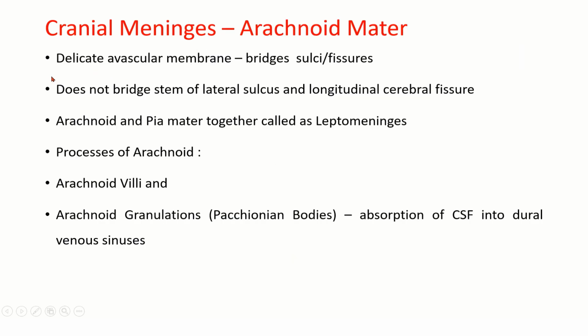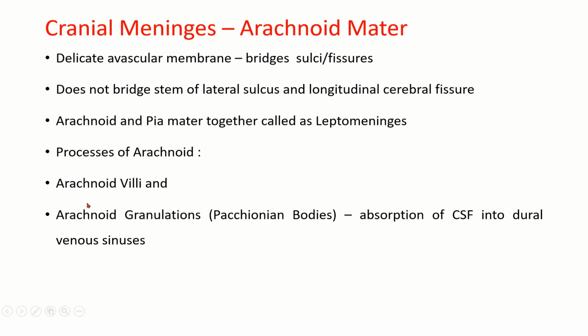So the arachnoid mater is a delicate avascular membrane that bridges the sulci and fissures. Only at two places does it not bridge, where it goes into the fissures and sulci. These two places are the lateral sulcus and the longitudinal cerebral fissure. This is how you are going to differentiate the pia mater and arachnoid mater. If you get the full specimen, when you see the gross brain specimen, there you can see the sulci will be bridged by a thin delicate membrane. That membrane is the arachnoid mater, whereas pia mater will dip into the sulci. Arachnoid and pia mater together are called leptomeninges, whereas dura mater is called pachymeninx.